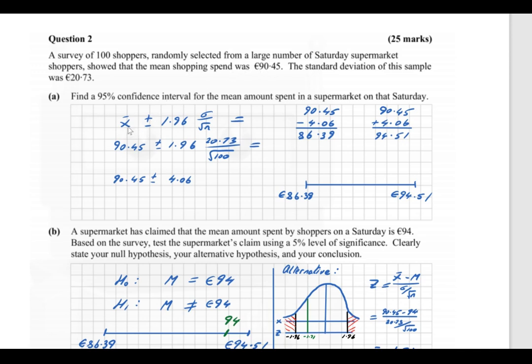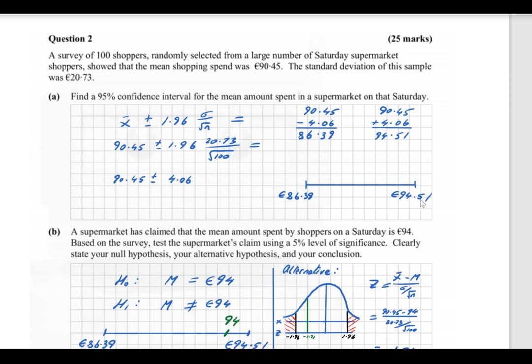And here's the formula that we always use for a 95% confidence interval. X bar plus or minus 1.96 times sigma over root n. So x bar, our sample mean, is 90.445 plus or minus 1.96, our standard deviation, which is given also 20.73 over the root of the sample size n, which is 100. And when you work all this out, you work out your lower limit, the minus part, and your upper limit, the plus part, up here, and you find out that your limits of your confidence interval are 86.39 at the lower end and 94.51 at the upper end.